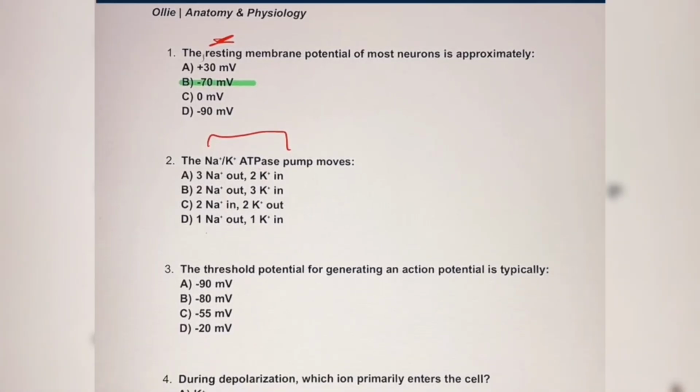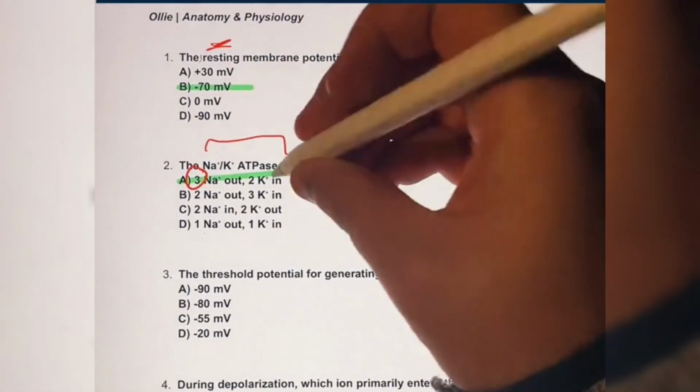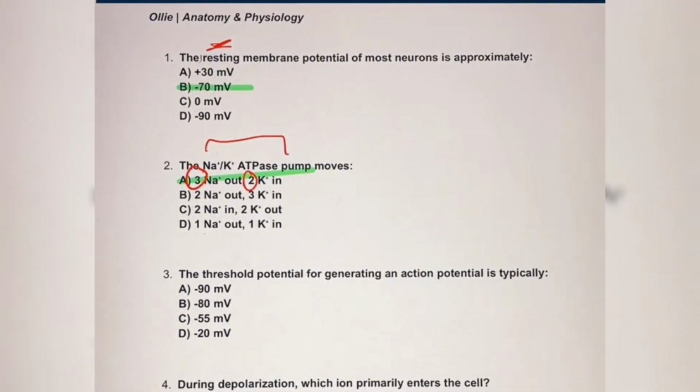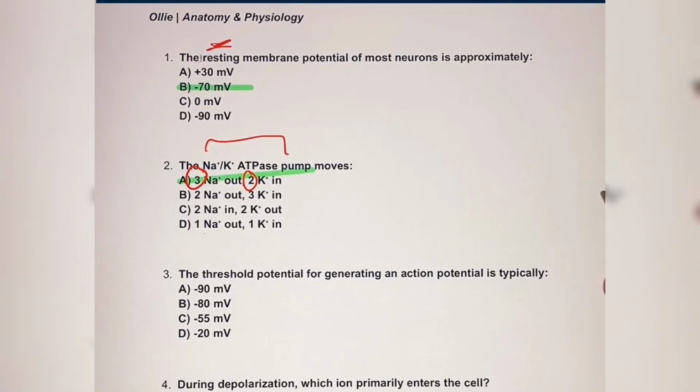But let's move on to the next question now. If you did get the last question right, put a 1 in the chat. Number 2, the sodium-potassium pump, it moves what? The answer is A. We pump 3 sodiums out and we pump 2 potassiums in. That leaves a negative resting membrane potential.